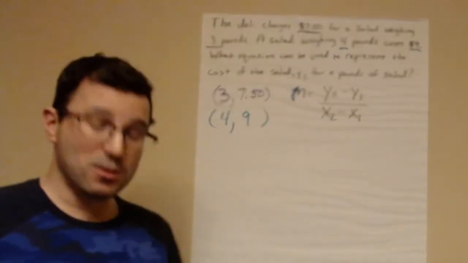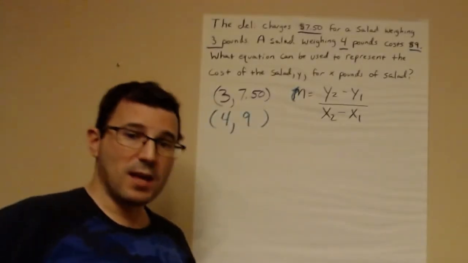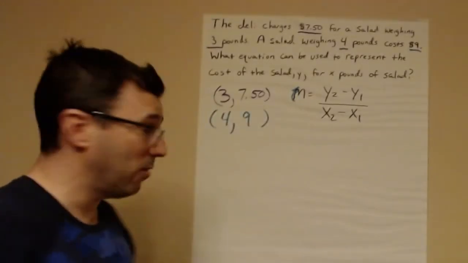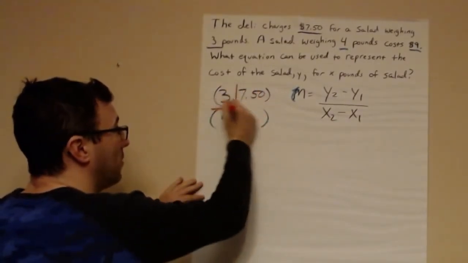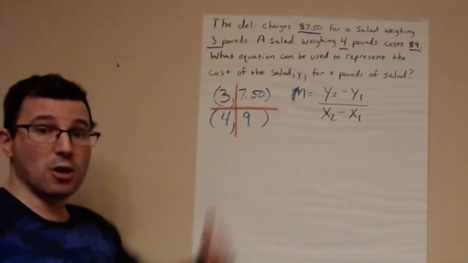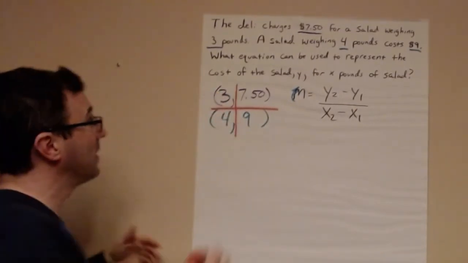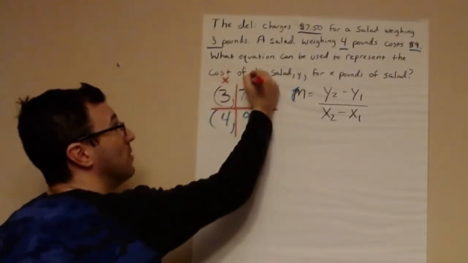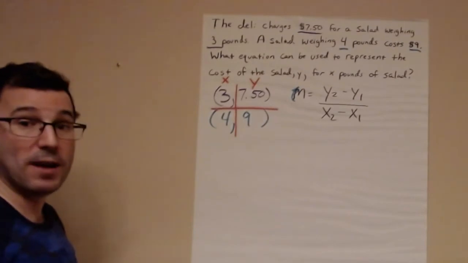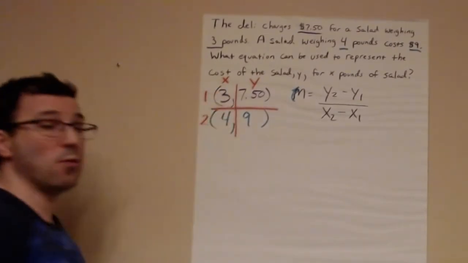And when we do this, we have to determine, well, what are my y's, what are my x's, what's my 1, what's my 2. So what I do is I kind of do a little chart. I kind of break up my points. That's why I put them over each other. Everything in the first column is my x values. Everything in my second column is my y values. This is my first point. This is my second point.